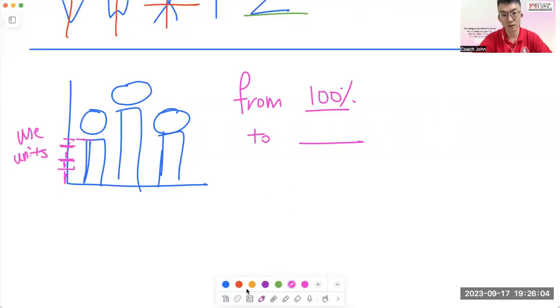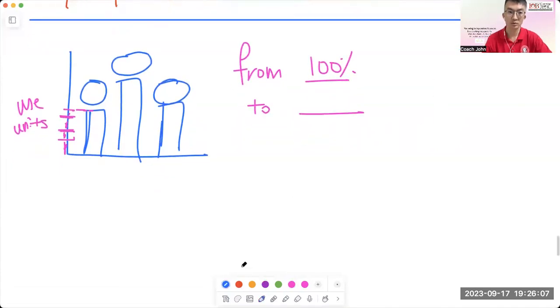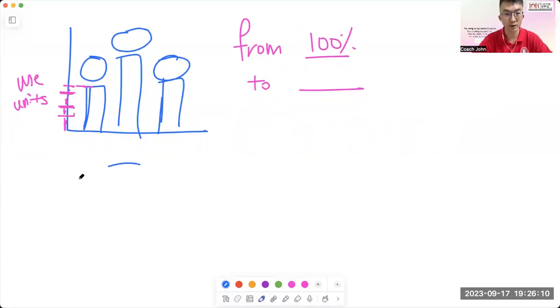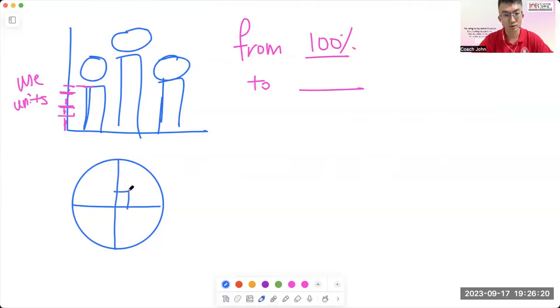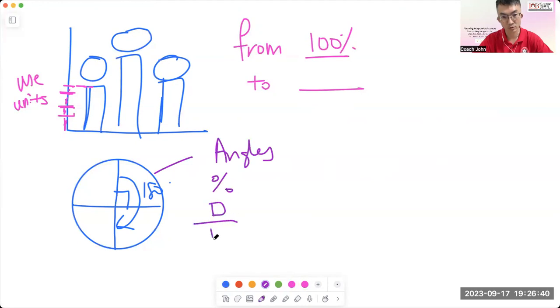And at times, they also test you with pie charts as well, or pie chart alone. Then this is a right angle, this is 180. And then for this, you got to work with angles, percentage, fraction, or ratio.